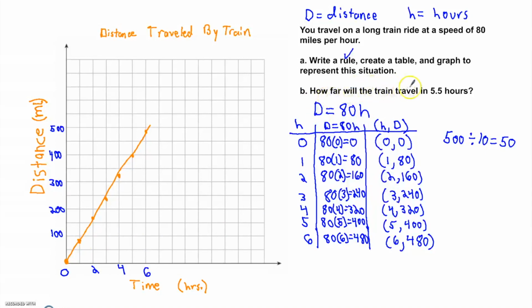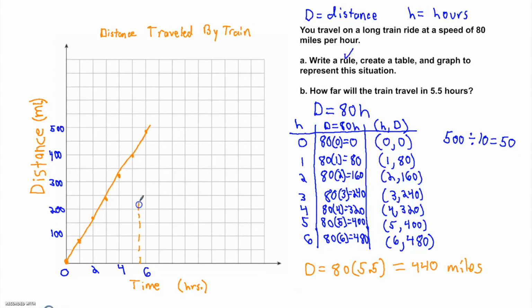It says, how far will the train travel in 5.5 hours? Two ways of doing that. You could do, and this is the exact way, the distance is equal to 80 times 5.5 hours. Use your function rule. Plug in the input of 5.5. That will equal out to, let's see, 440 miles.